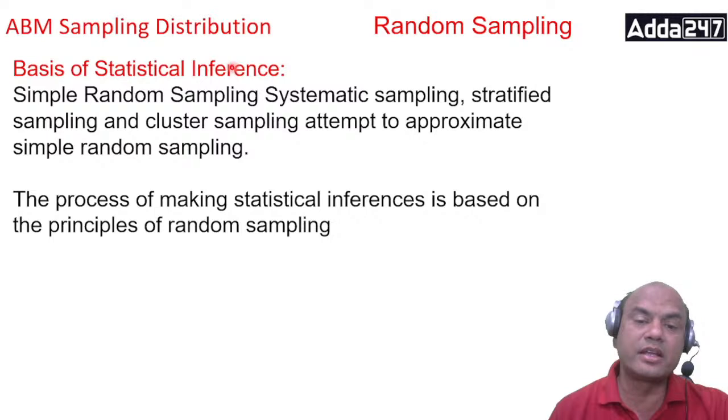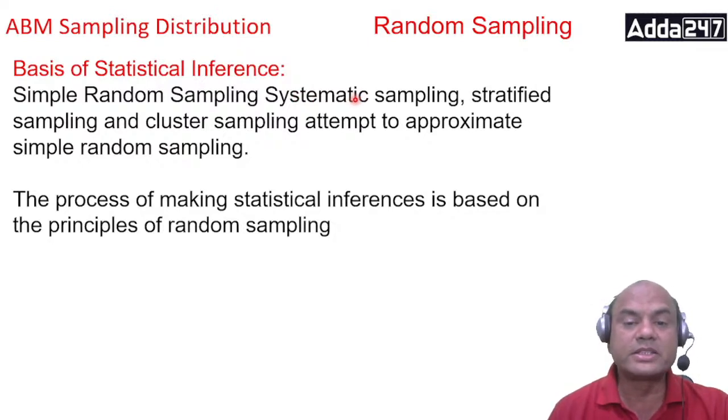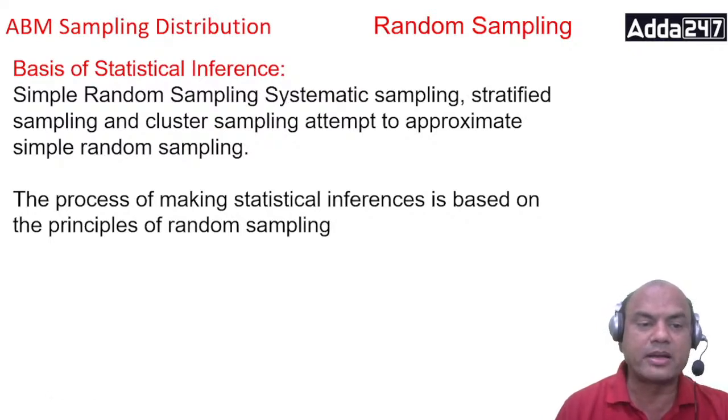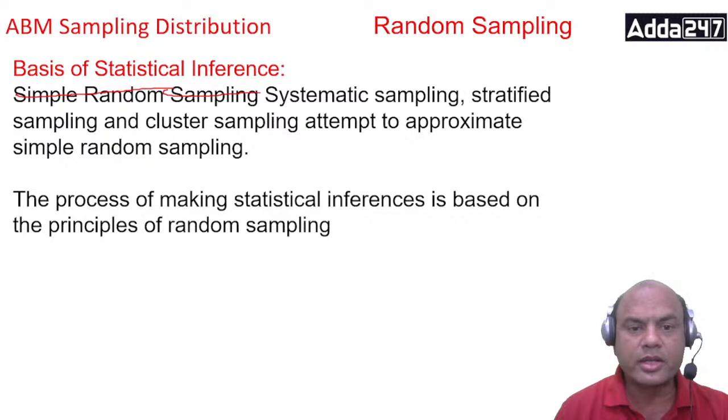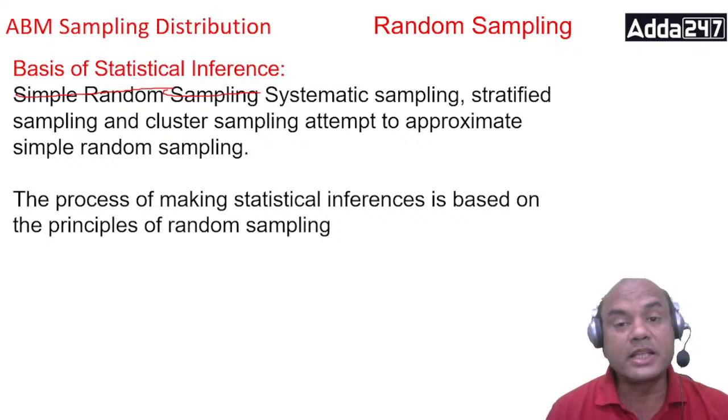Basis of statistical inference. Simple random sampling, systematic sampling, stratified sampling and cluster sampling. So basically systematic, stratified and cluster sampling attempt to approximate simple random sampling. So understand this concept. This part is a heading. Systematic sampling, stratified sampling and cluster sampling attempt to approximate simple random sampling. This is an exam question.